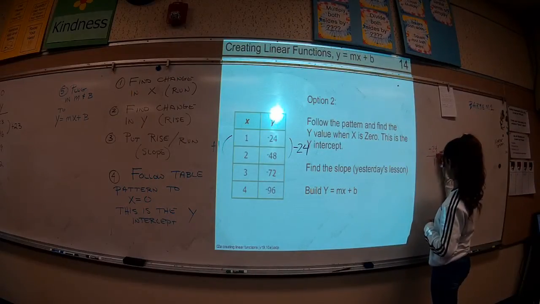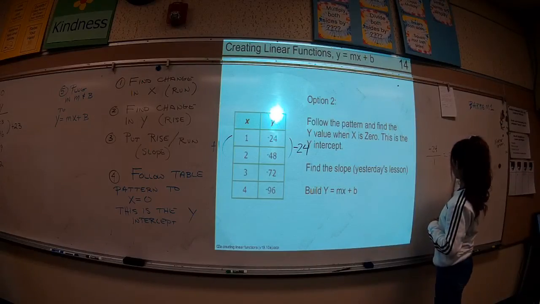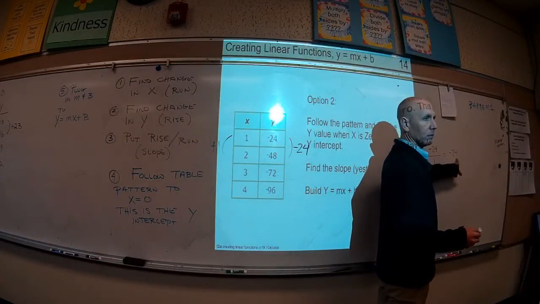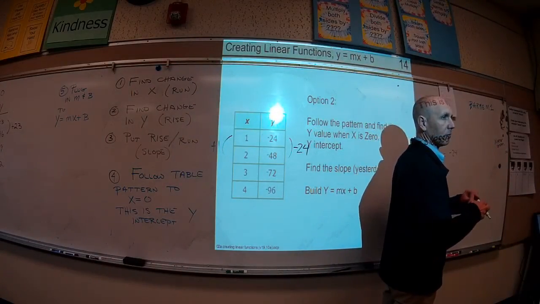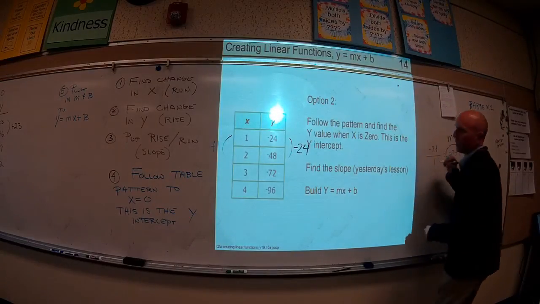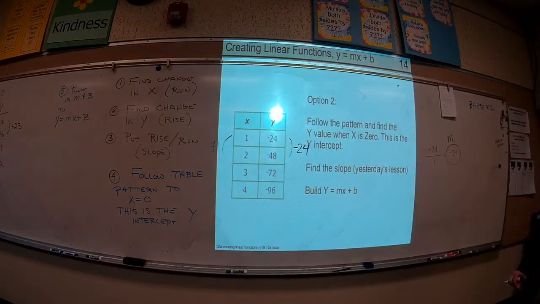Which simplifies to? Cool. What is this, Maddie? It's the slope. We have the slope. We're halfway done. Okay, step number 4. Narena, read it to me.